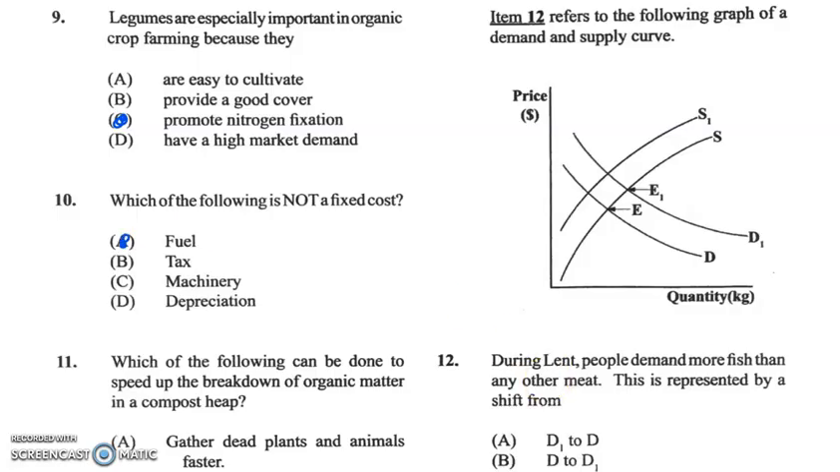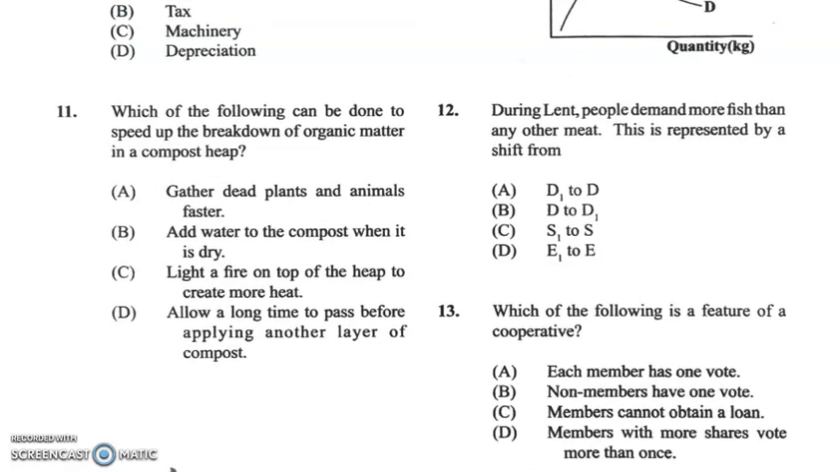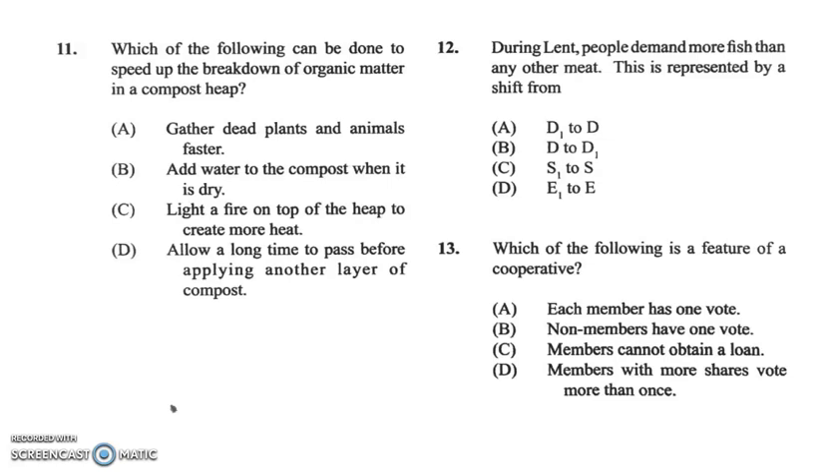Which of the following can be done to speed up the breakdown of organic matter in a compost heap? And the answer is B. You just need to add water to the compost when it is dry.